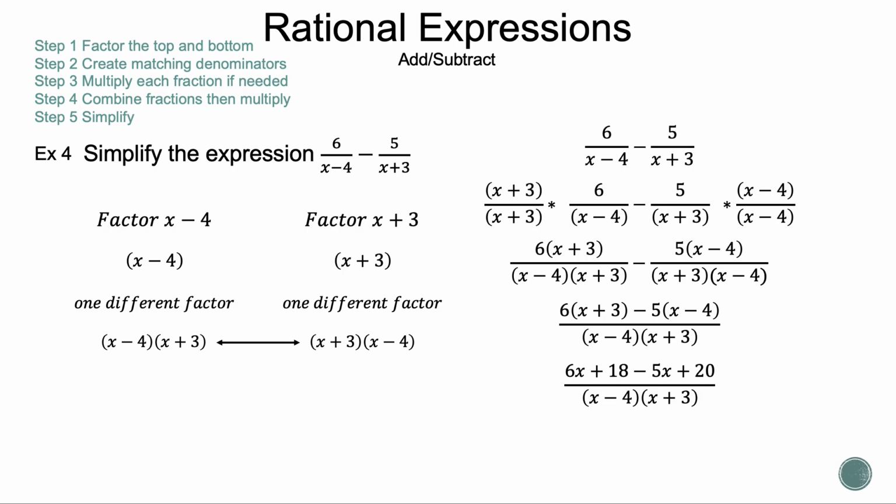And 6 times x is 6x, and 6 times 3 is 18, and minus 5 times x is minus 5x, and minus 5 times minus 4 is positive 20. So now, let's combine like terms, and 6x minus 5x is x, and 18 and 20 is 38. So now we have x plus 38 all over the quantity of x minus 4 times the quantity of x plus 3. That is example 4.